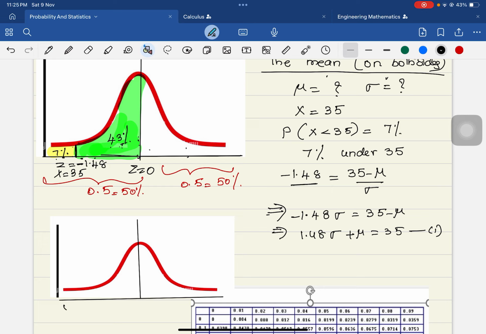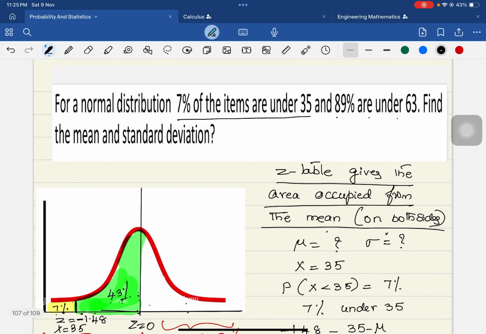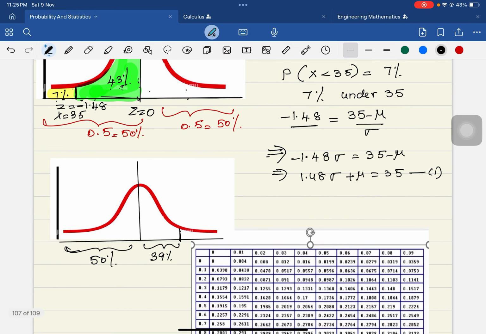89% means there is already 50% occupied. Correct? 50% is already occupied here. Now the remaining 39%, since it is 89%, no? So the remaining 39% will be occupied somewhere here. So what is the value of x here? The value of x is given as 63. Our job is to get the corresponding value of z. Okay. So now what will be the value of z here?